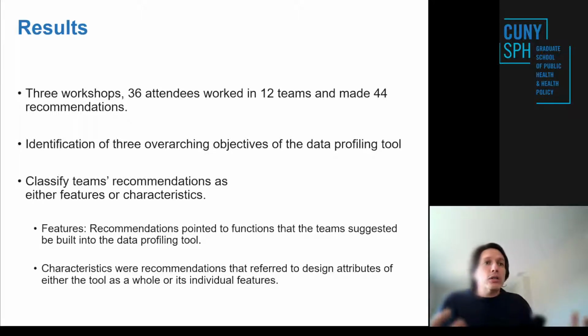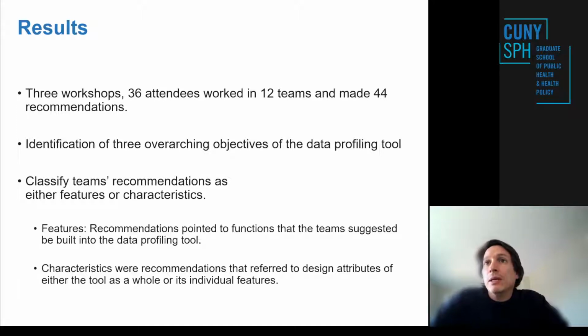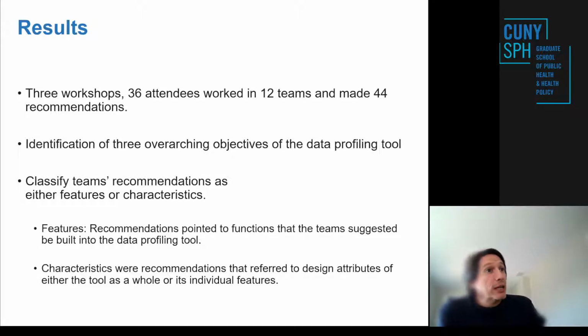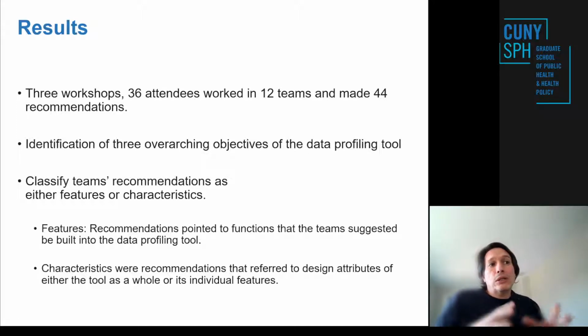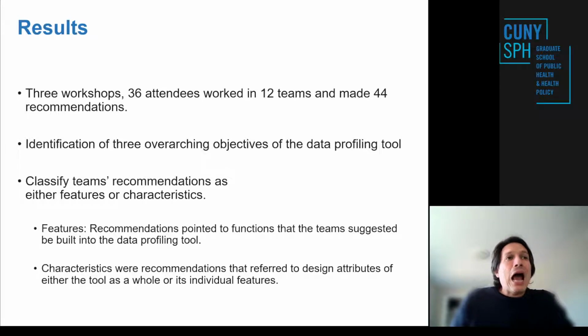Then the results: at the end, they had 36 attendees. They worked in 12 teams and made a total of 44 recommendations. They were able to identify 3 overarching objectives of the data profiling tool, and the recommendations of the teams were classified into features or characteristics. Features are recommendations pointing to functions that the team suggested need to be built into the tool, and characteristics were recommendations that refer to design attributes.